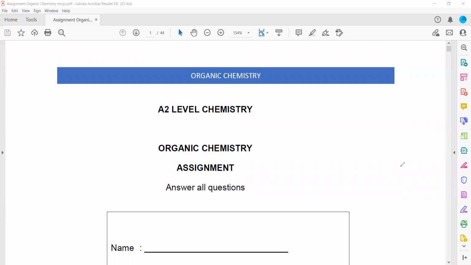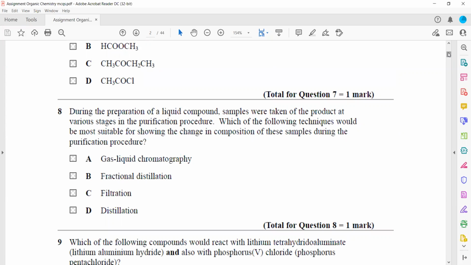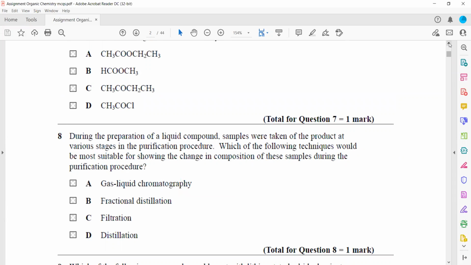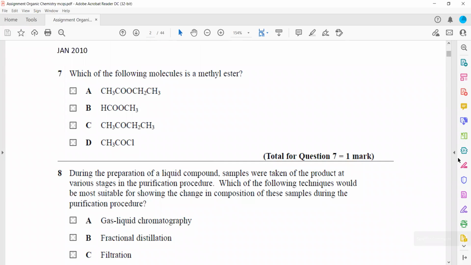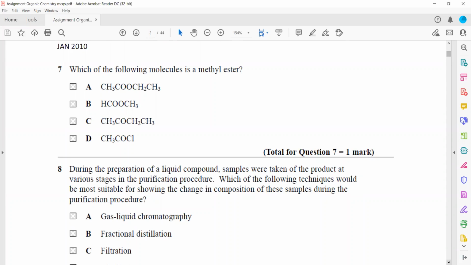So in this session, we will do multiple choice questions related to organic chemistry from Unit 4. These are from different past papers, like this one from the January 2010 paper.